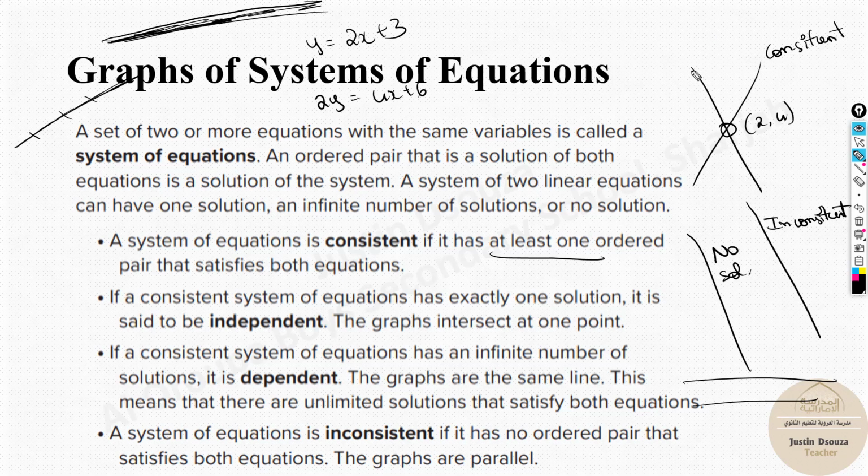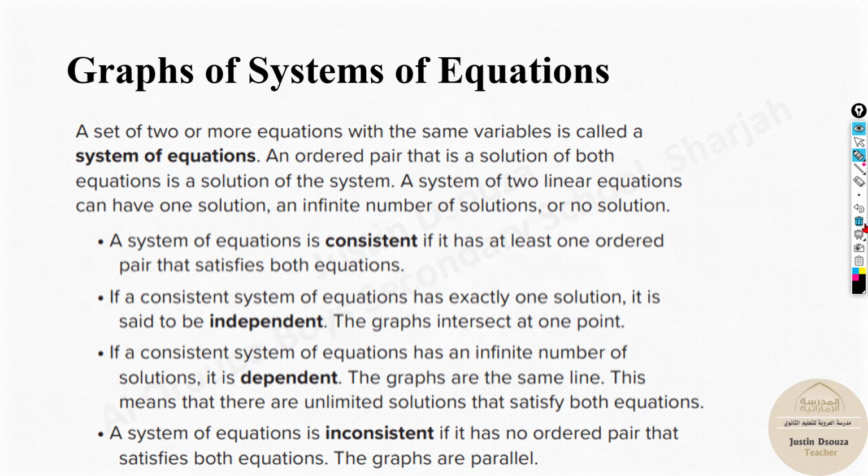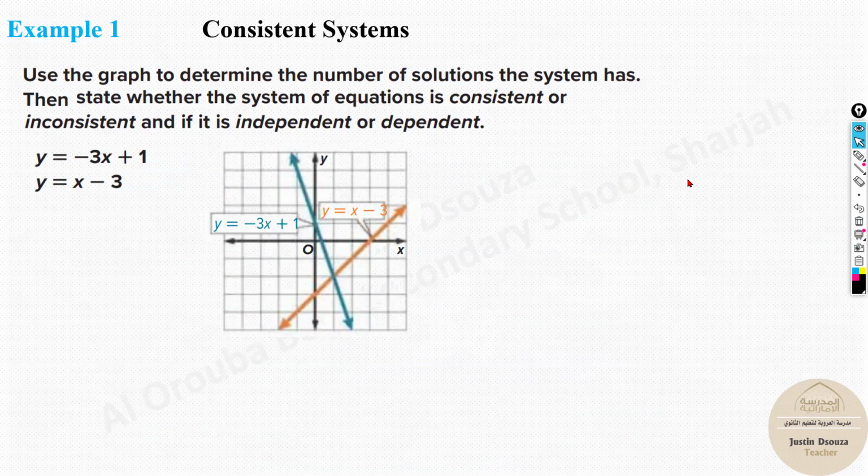So whenever you see only one solution, it's consistent but independent. Only one solution, independent. Whereas over here, it is dependent and consistent. I hope that clears these three concepts. Now we will look into problems.